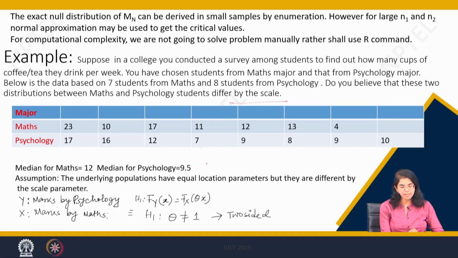The assumption you have to take before jumping into the Mood test, or the test of scale, is that the underlying populations have equal location parameters, but they are different by the scale parameter. So it is a two-sided test because different can be both greater than side as well as less than side. So not equal to. Now let's get to the R window.